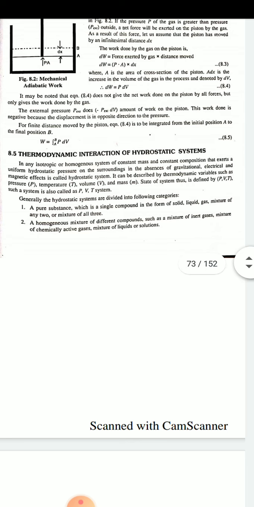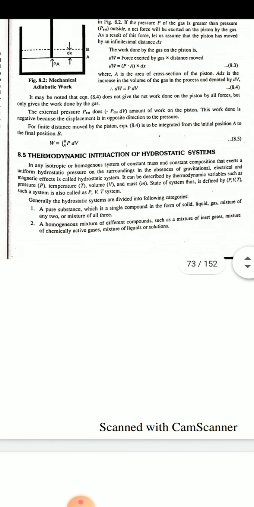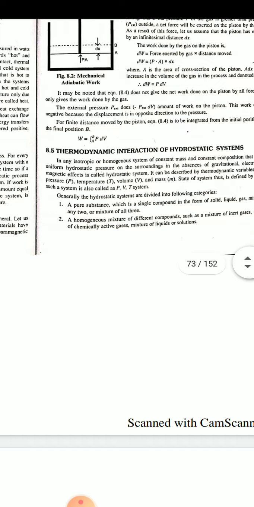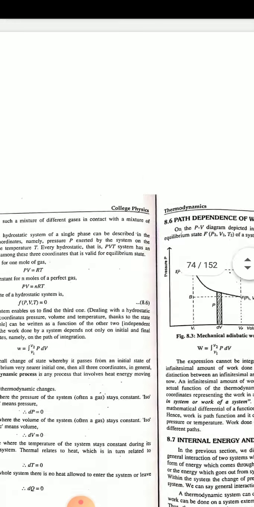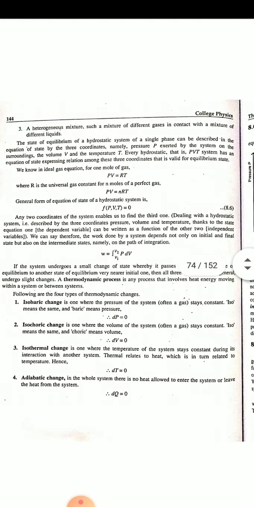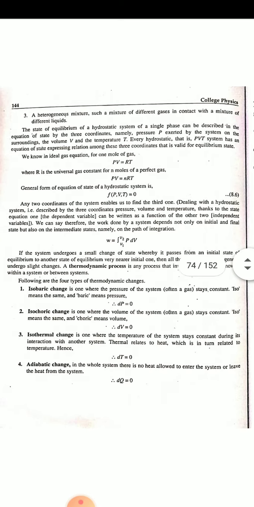Generally, hydrostatic systems are divided into the following categories: a pure substance, which is a single compound in the form of solid, liquid, gas, a mixture of any two, or a mixture of all three. A homogeneous mixture of different compounds, such as a mixture of inert gases, a mixture of chemically active gases, a mixture of liquids or a solution. A heterogeneous mixture, such as a mixture of different gases in contact with a mixture of different liquids.